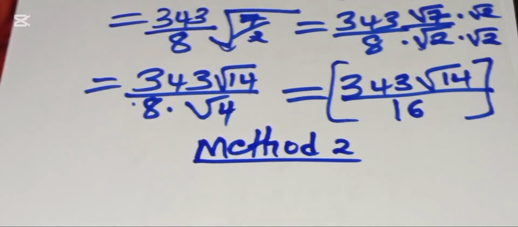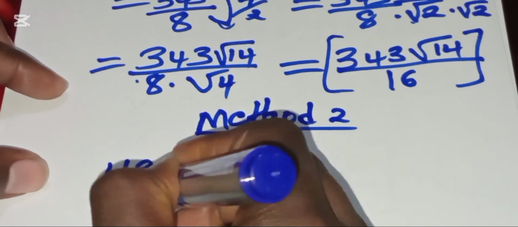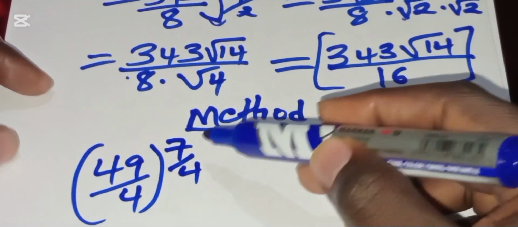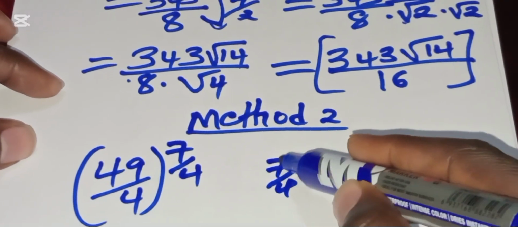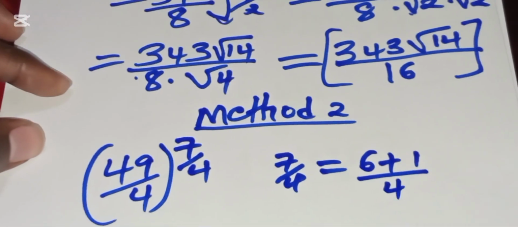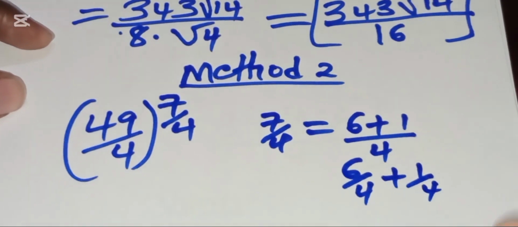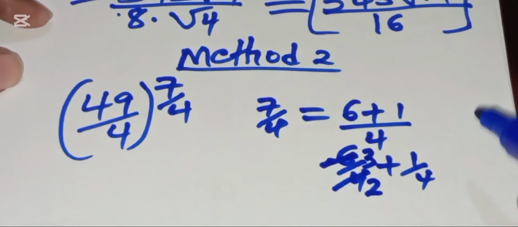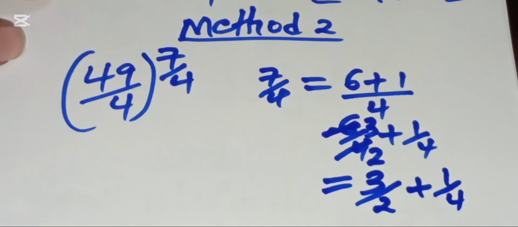Okay, now for method 2, we have 49 divided by 4 raised to power 7 divided by 4. If you check the power here, 7 over 4 can be expressed as 6 plus 1 divided by 4. So this is 6 divided by 4 plus 1 over 4. If you simplify by 2, this is 2, by 2 this is 3. So what we have here is 3 over 2 plus 1 over 4. This is what we have.